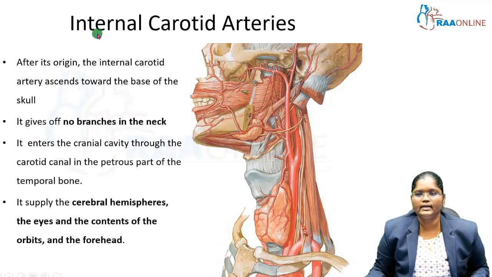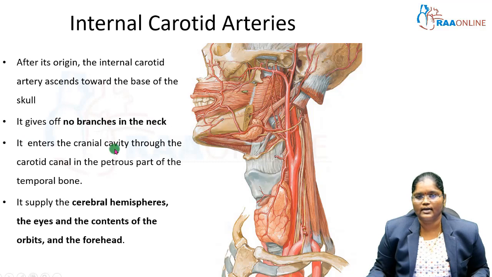Going to the internal carotid artery, it does not distribute after its origin. The internal carotid artery ascends towards the base of the skull. It gives no branches in the neck. So, we are not going to discuss much about the internal carotid artery in this carotid system. We are confined to the neck today.